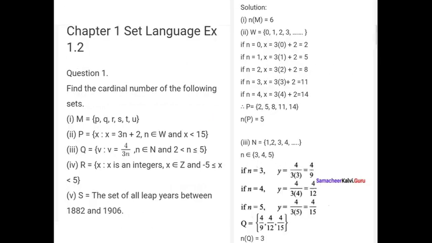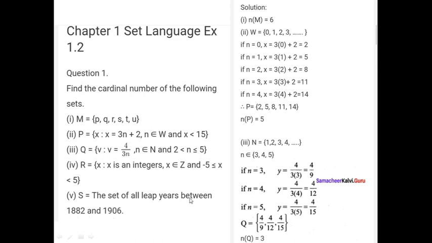Look at the fifth question. S is equal to the set of all leap years between 1882 and 1906. So what is a leap year? If the number of days is 366, we say that year is a leap year. Is it not? In February, if we have 29 days, it's a leap year. So check whether between 1882 and 1906.